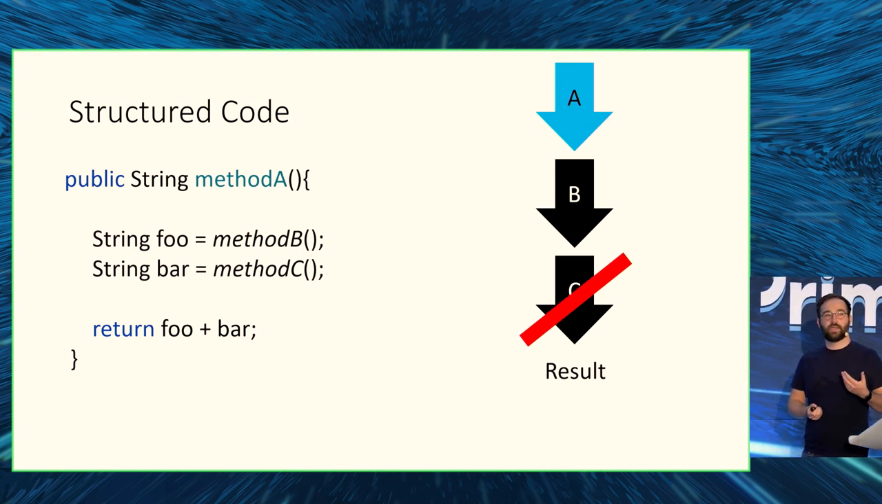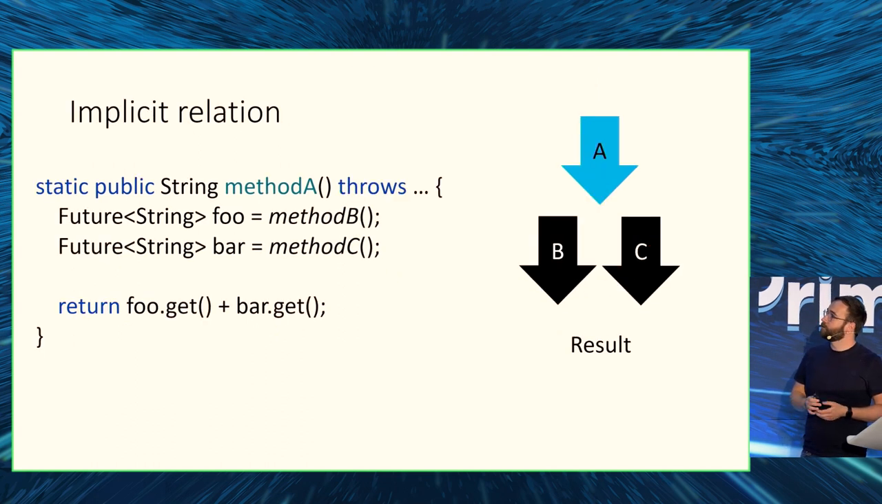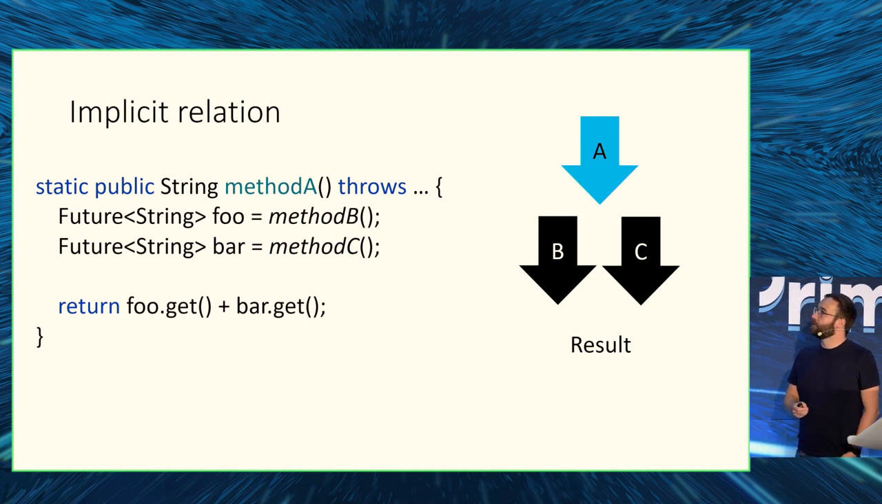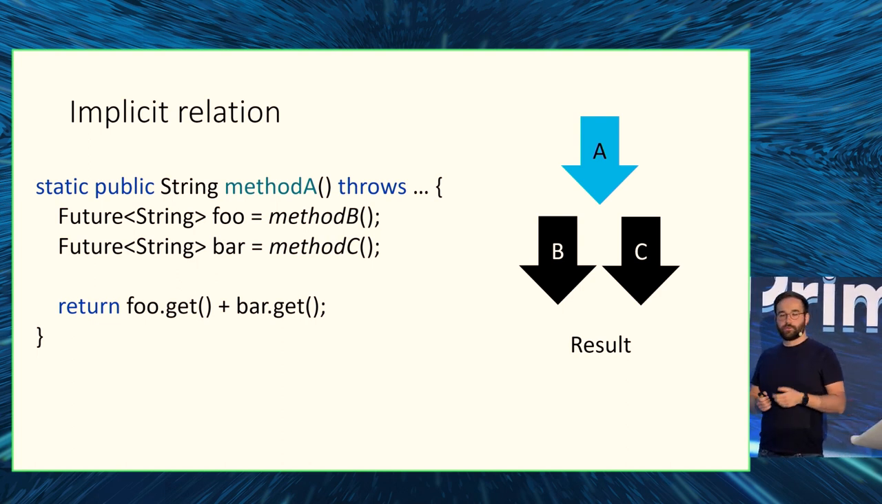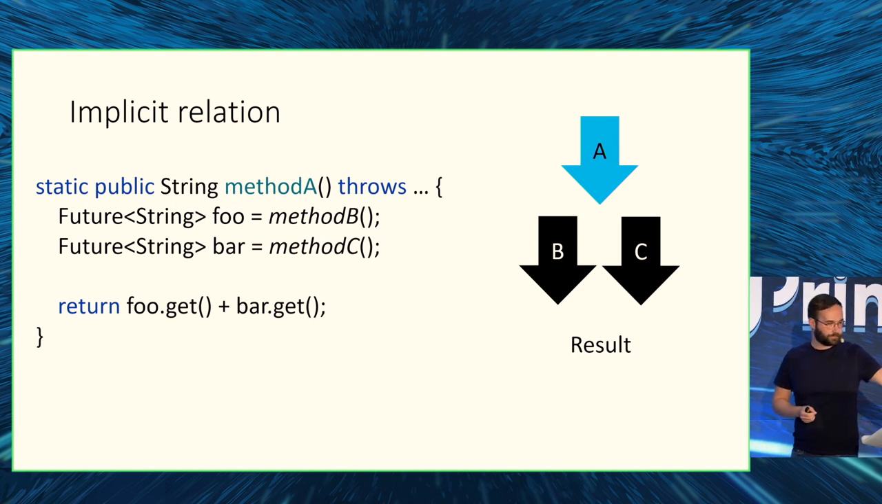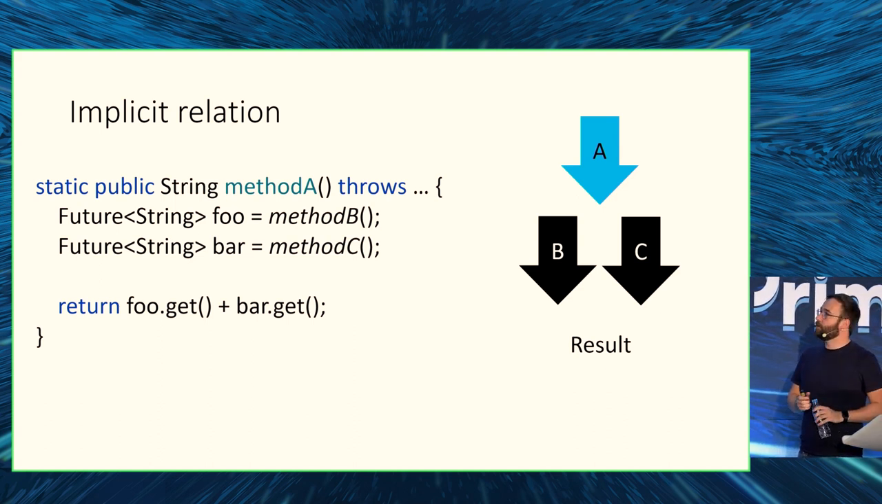So now let's add some threads into this example and see how things can go wrong. Here I have the same method, but now methods B and C use threading, and I will get my result later. So they now run concurrently. And just before exiting method A, I'm going to create a result and return it to the caller.